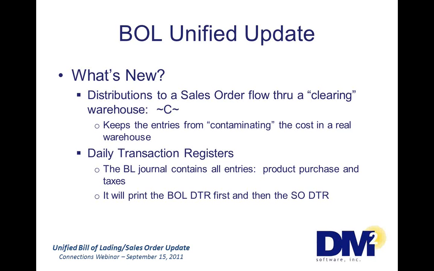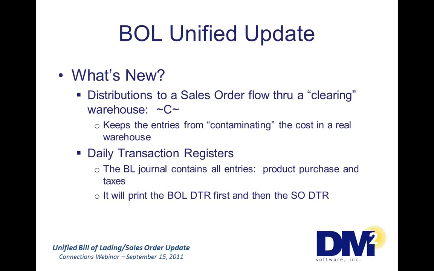We've made a change to the daily transaction registers. Going forward, the BL journal from bill of lading will contain all the entries, product purchase and taxes. In previous versions, we had two journals, the BL journal and the LR journal. The BL journal recorded the tax entries, debiting the tax accounts and crediting the purchases clearing account, while the LR journal recorded the product entries, debiting inventory and crediting purchases clearing. Now there's going to be a single journal, the BL journal. As an aid to tell which entries are taxes, the comments on the tax entries will indicate that they're taxes.